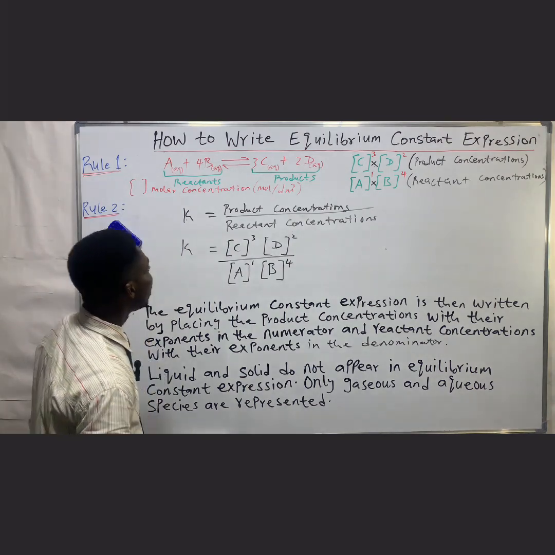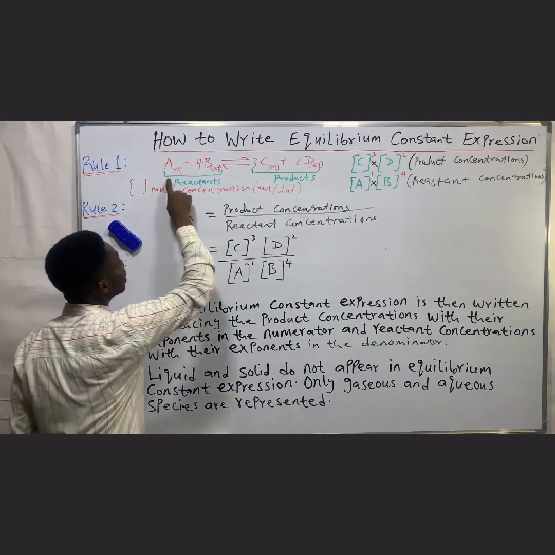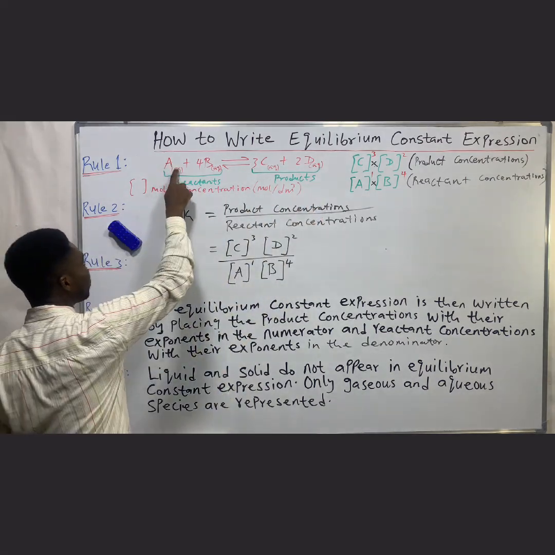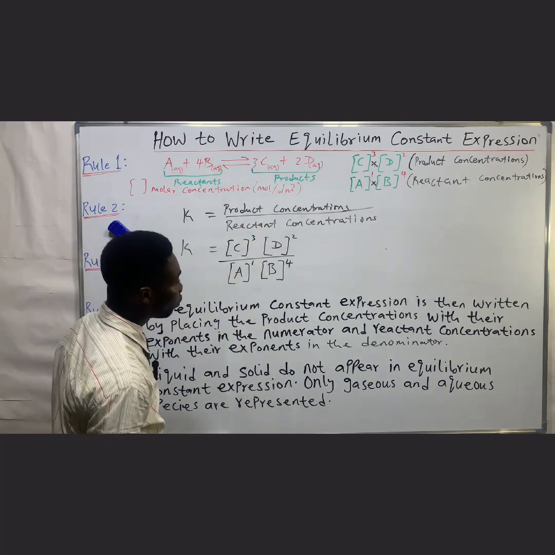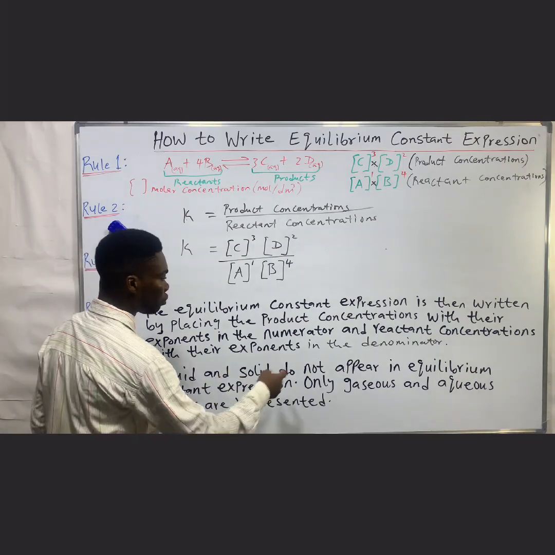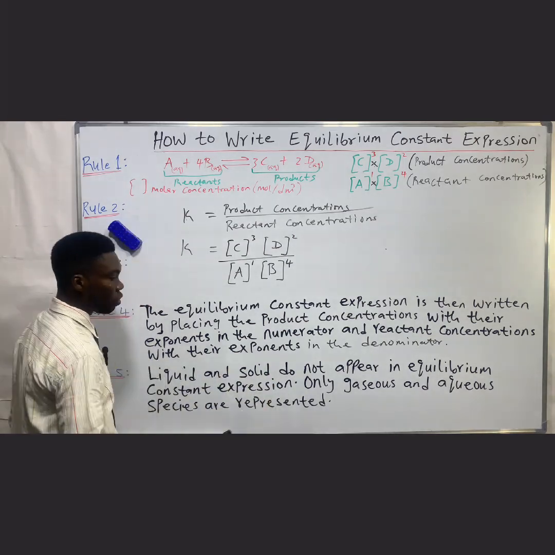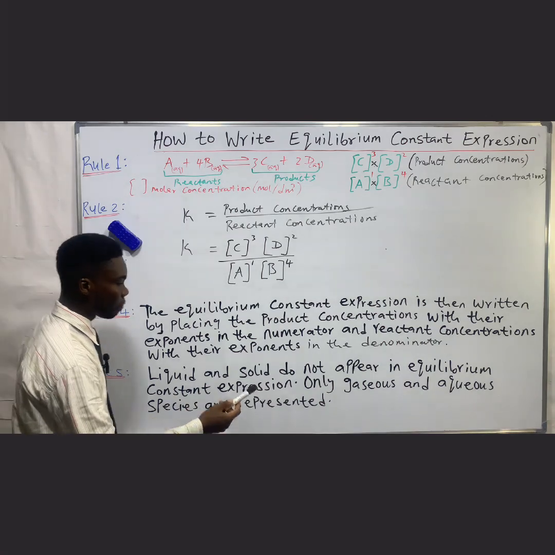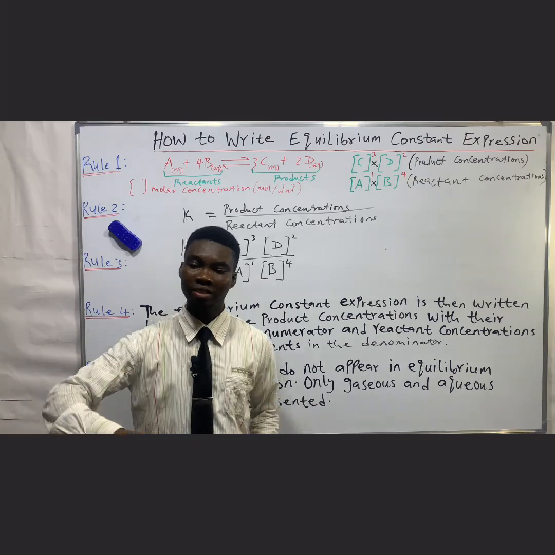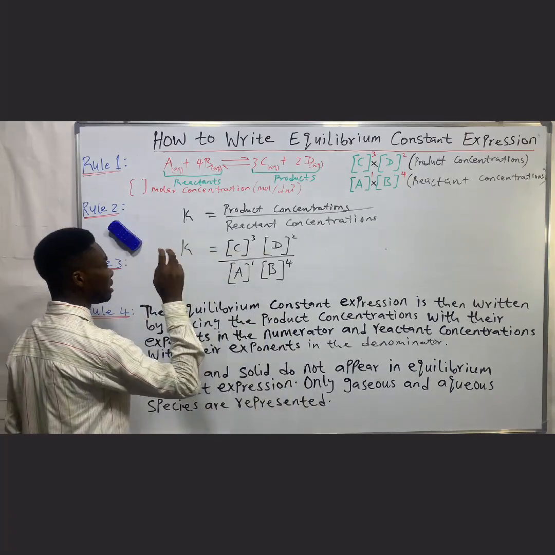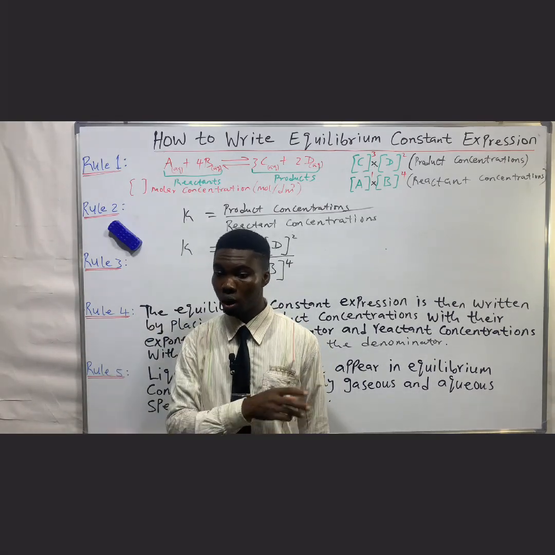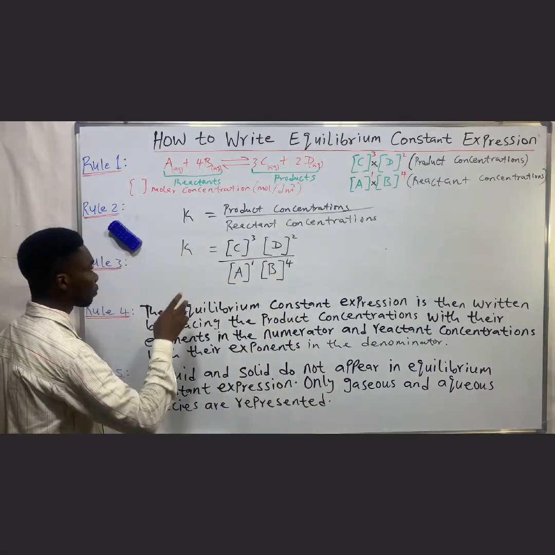Now if you take a look at this chemical equation, you will discover that all the species involved are in the aqueous form. So now let's come to rule number 5. Rule number 5 says liquids and solids do not appear in the equilibrium constant expression. Only gaseous and aqueous species are represented. That simply means that whenever you see a solid or a liquid, do not represent them in the equilibrium constant expression. They are usually omitted.